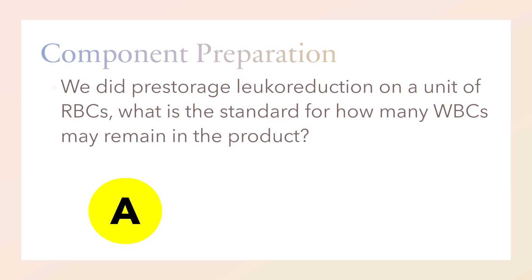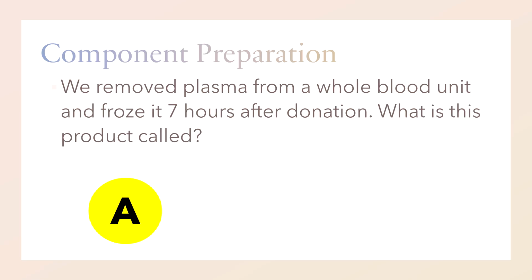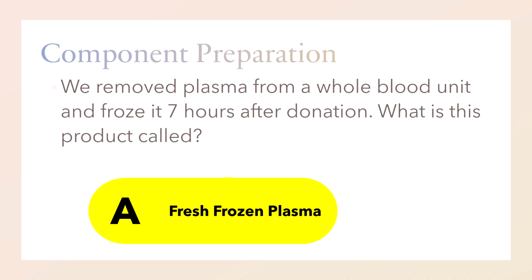We did pre-storage leukoreduction on a unit of red blood cells. What is the standard for how many white blood cells may remain in the product? Less than 5 times 10 to the 6th leukocytes. We removed plasma from a whole blood unit and froze it 7 hours after donation. What is this product called? Fresh frozen plasma, or FFP.